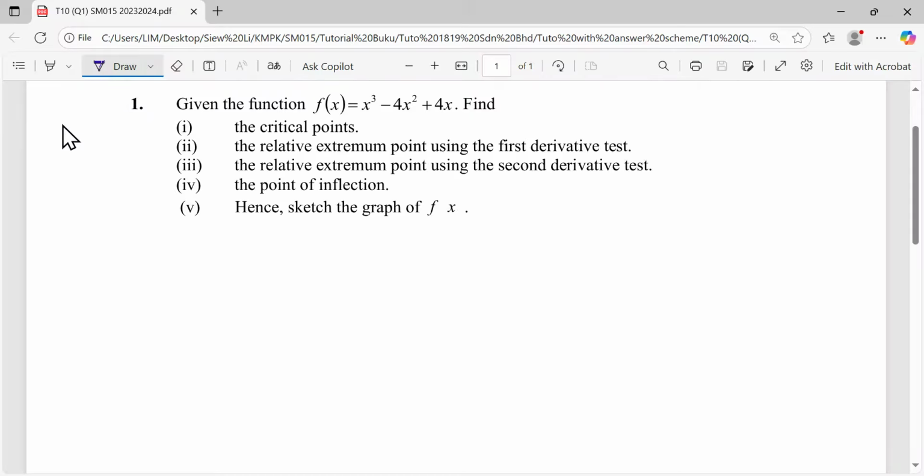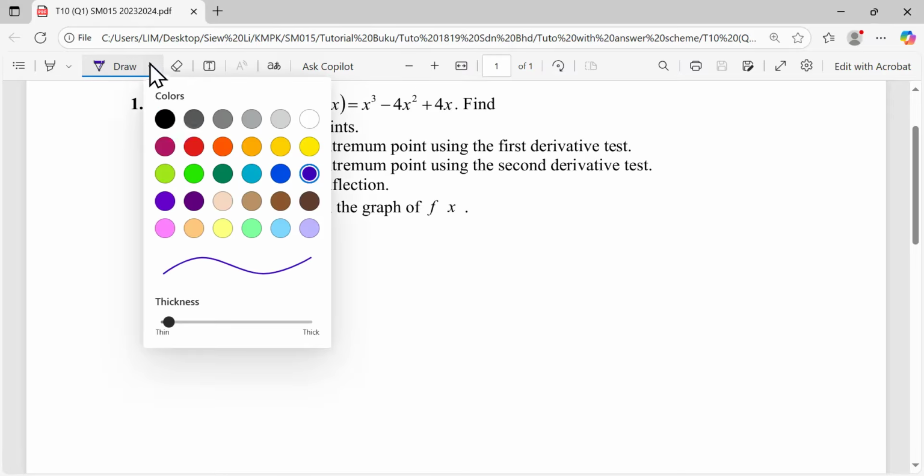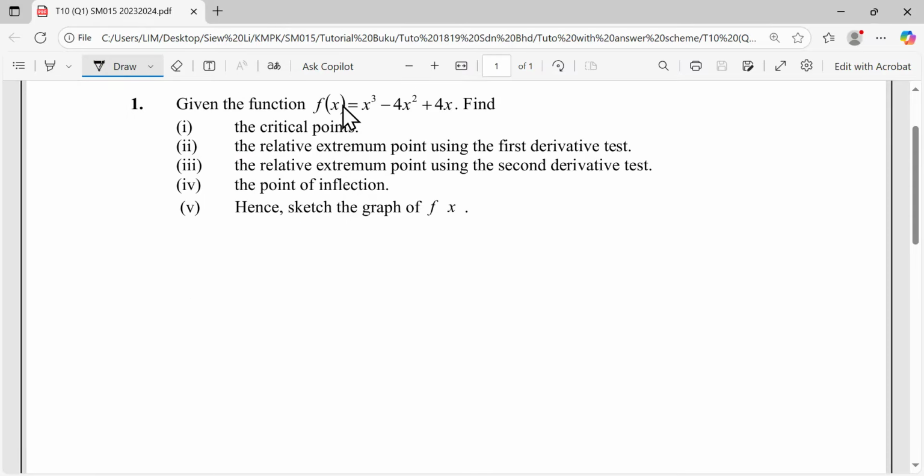Hi everyone, in this video we're going to discuss exercise 10.1, which involves maximum and minimum points, critical points, points of inflection, and sketching the graph of the function given. Here we have a function, x cubed minus 4x squared plus 4x. We're going to find the critical points for the first part.